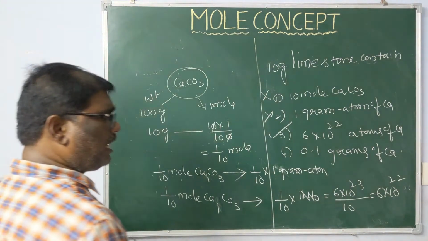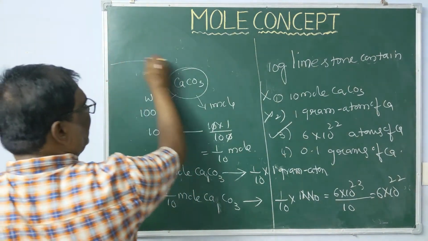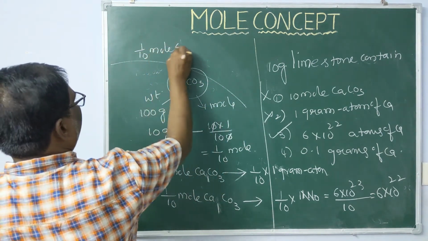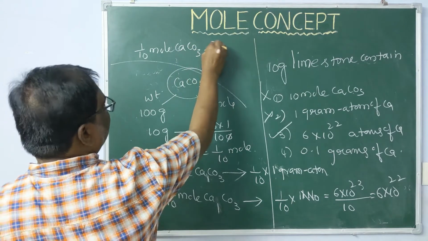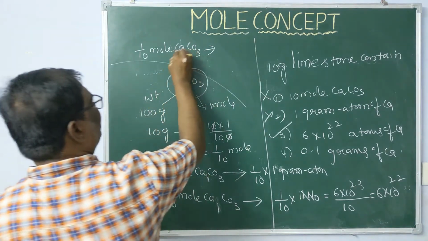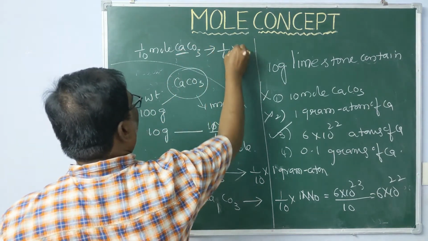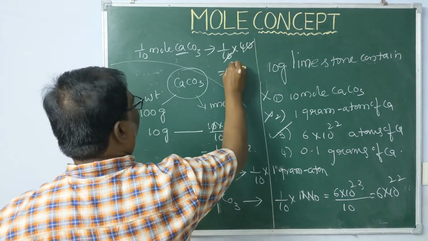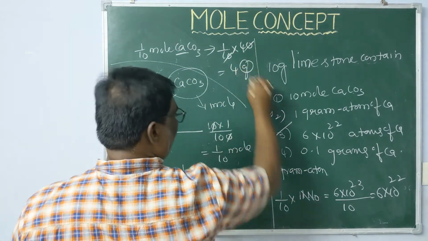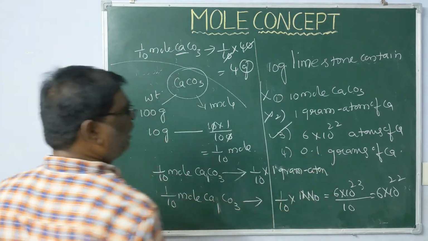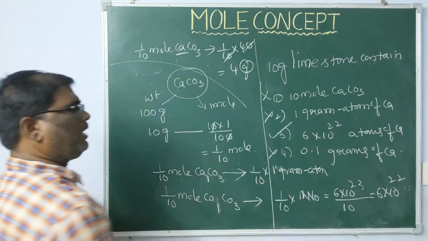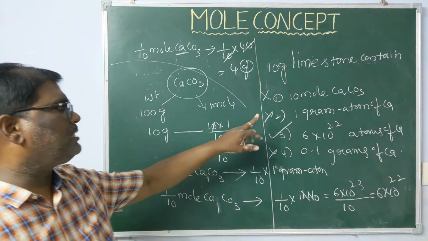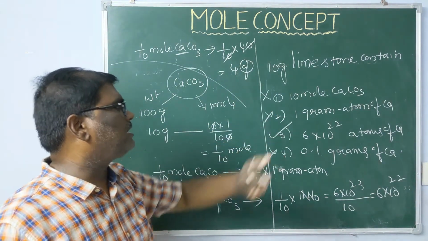Similarly, we verify the last one also. Last one. 1 by 10 mole CaCO3 has how many grams of calcium? 1 by 10 into weight of calcium is 40. On simplification I get 4 grams, but they gave us 0.1. This is also a wrong statement. Thus we calculated the options and we choose the third one as the right one.